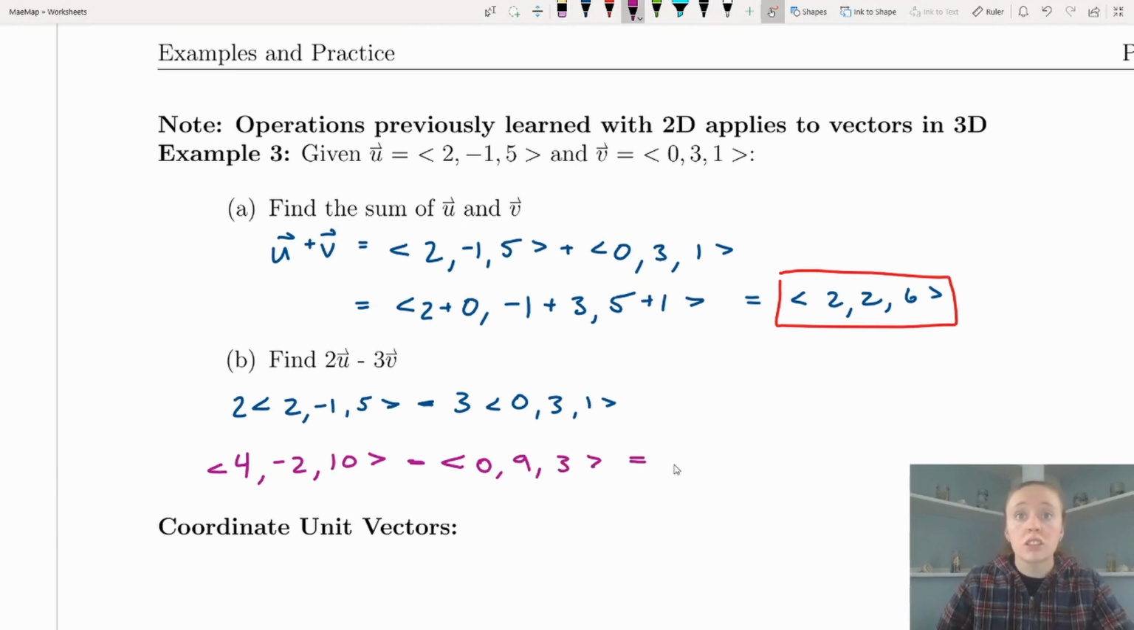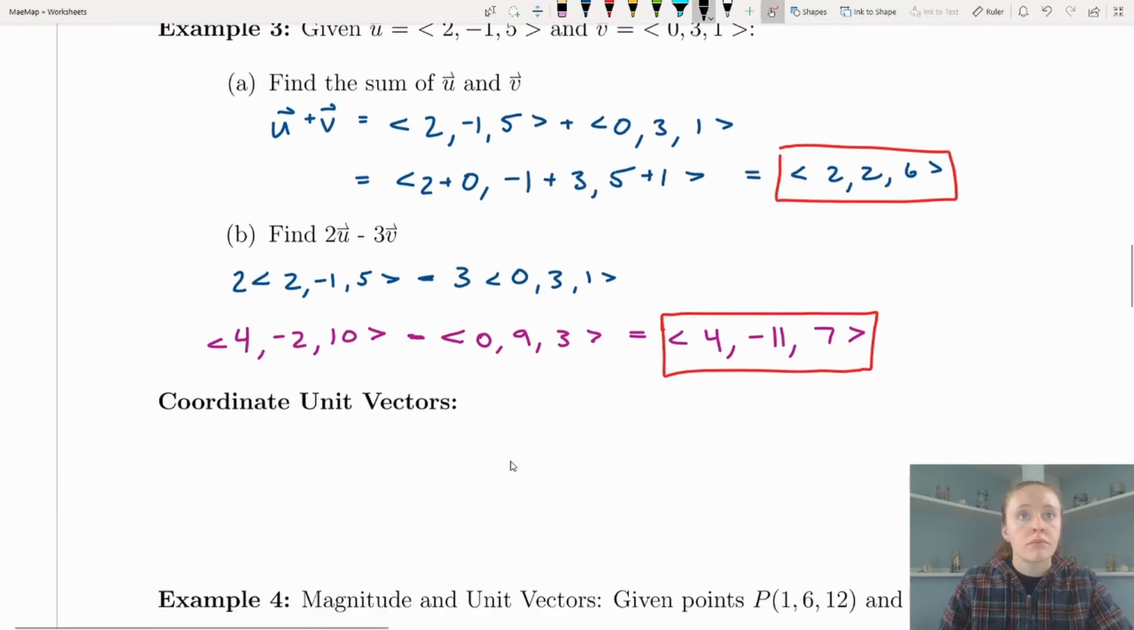So now I'll just subtract those. 4 minus 0 is 4. -2 minus 9 is going to be -11. And 10 minus 3. Now let's talk about some coordinate unit vectors so that we can expand upon this concept.